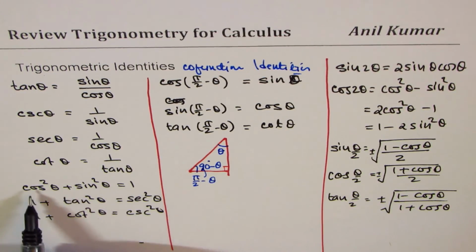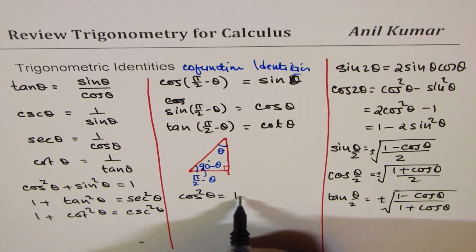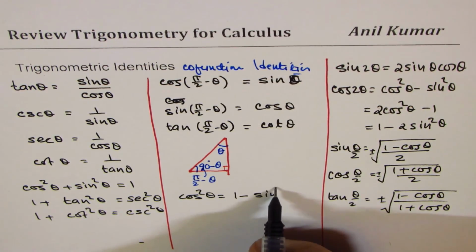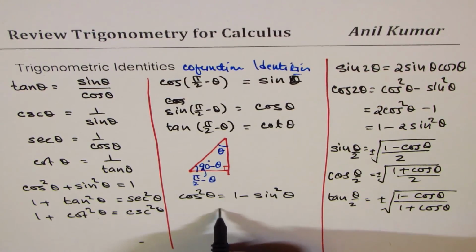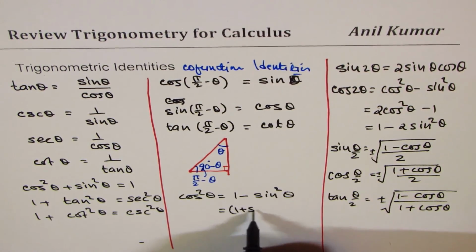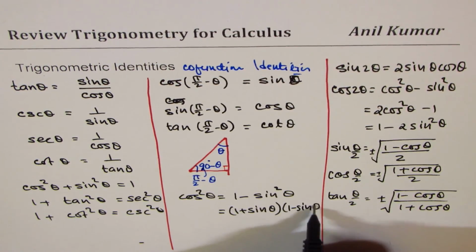For example, cos square theta could be written as 1 minus sine square theta. And 1 minus sine square theta, you could also write as 1 plus sine theta times 1 minus sine theta.